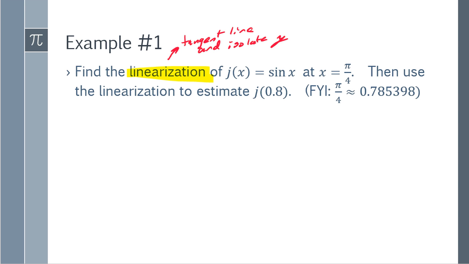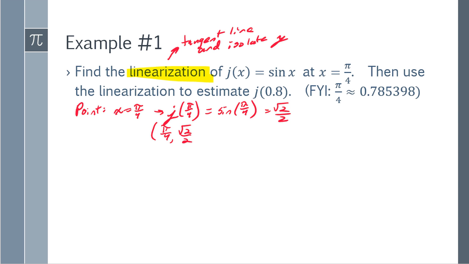So to find a tangent line, it is a line. I tend to write equations of tangent lines in point-slope form, so I need to know a point and I need to know the slope. So the first thing I'm going to figure out is the point. They tell me that x is pi over 4. So to find the y, I need j of pi over 4. Well, that's the sine of pi over 4, which is rad 2 over 2. So this means my point is at pi over 4, rad 2 over 2.